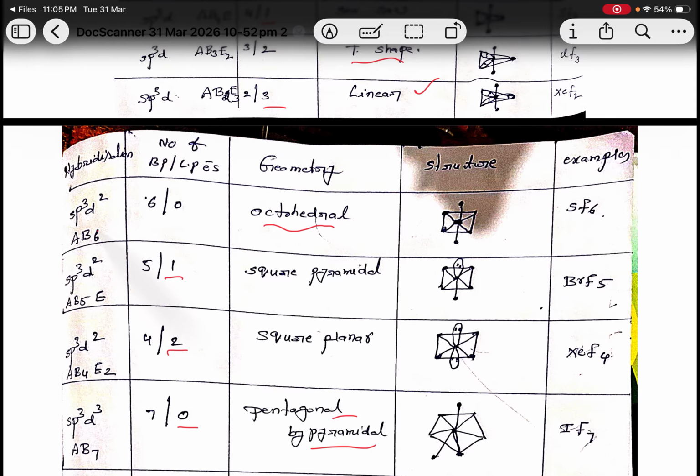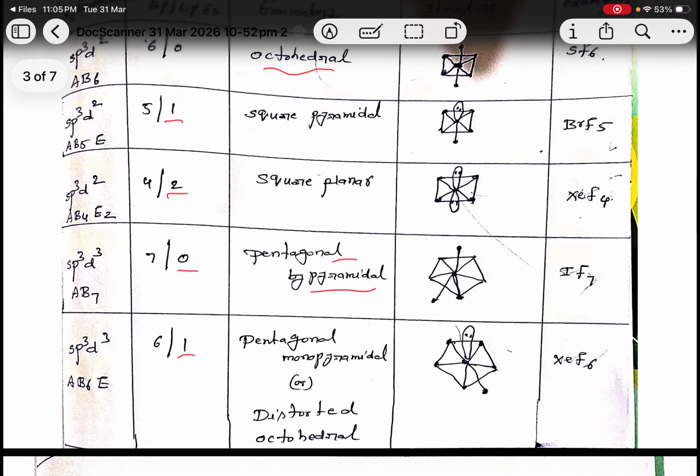AB6 means six bond pairs of electrons. AB5E means five bond pairs and one lone pair. AB4E2 means four bond pairs and two lone pairs. AB7 means seven bond pairs. AB6E means six bond pairs and one lone pair. So the molecule type also you can determine based on the bond pairs and lone pairs of electrons.